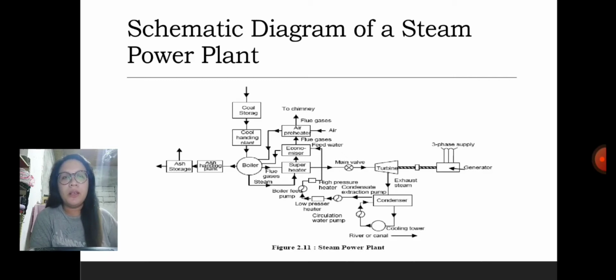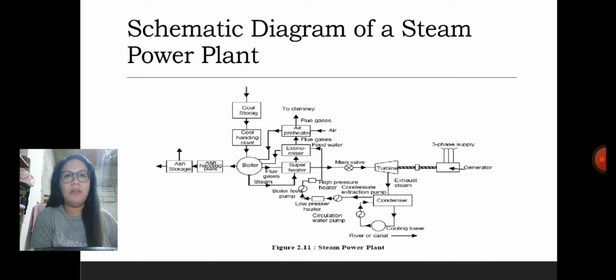the turbine. Steam pressure in the condenser depends upon the flow rate and temperature of cooling water and on the effectiveness of air removal equipment. Water circulating through the condenser may be taken from various sources such as a river, lake, or sea. If a sufficient quantity of water is not available, the hot water coming out of the condenser may be cooled in cooling towers and circulated again through the condenser.